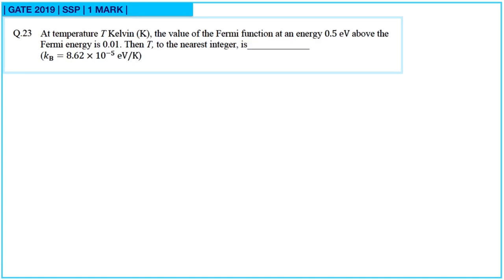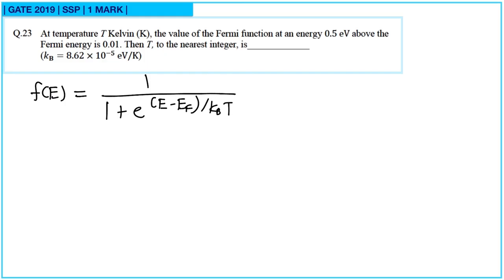Question 23. At temperature T Kelvin, the value of Fermi function at an energy 0.5 electron volt above the Fermi energy is 0.01. Then T to the nearest integer is. Now we know Fermi function is this, 1 upon 1 plus e raised to (E minus EF) upon kBT, and its value is given 0.01.